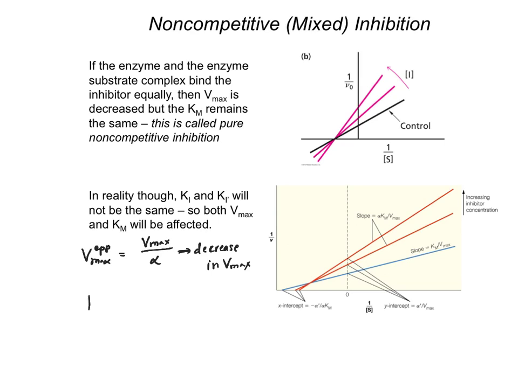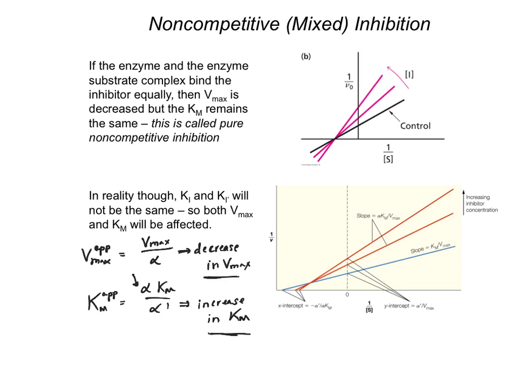But on the other hand, the Km apparent in the presence of inhibitor is actually going to be increased by a factor of alpha over alpha prime. So alpha tends to be a little bit larger than alpha prime. Because of that, we will see an increase in Km. What type of inhibitor displays an increase in Km? Competitive inhibition, right? So this is what we mean by mixed inhibition. We see principles of uncompetitive inhibition, and we also see principles of competitive inhibition.